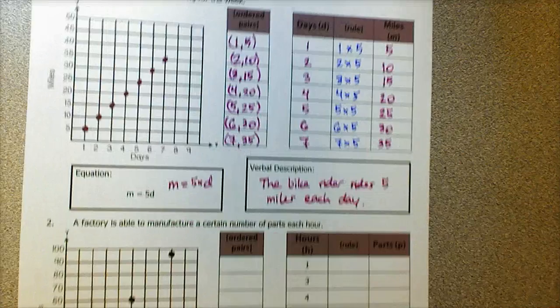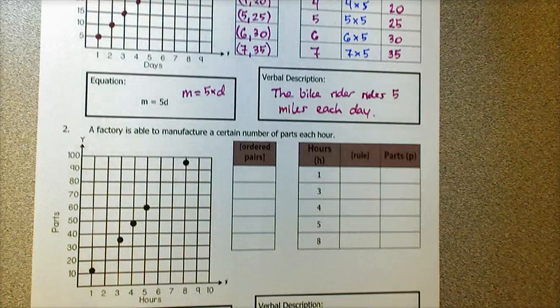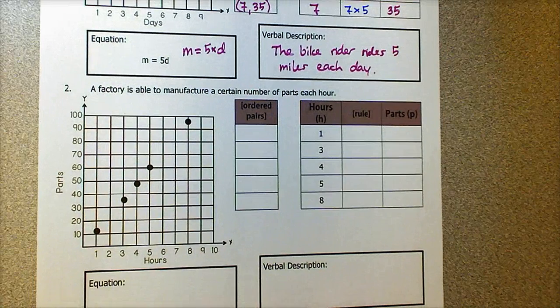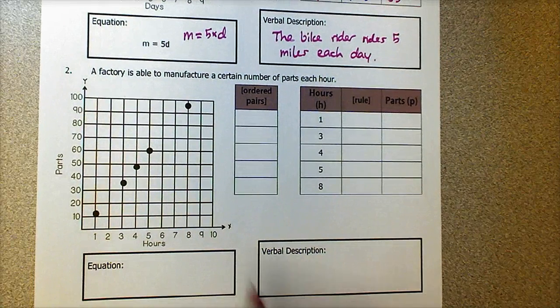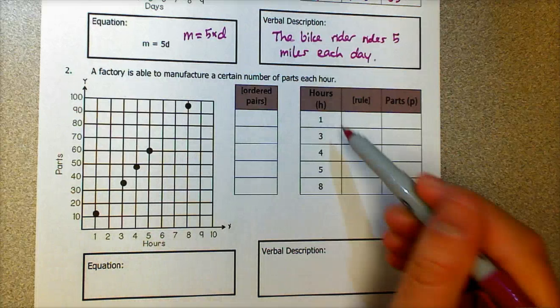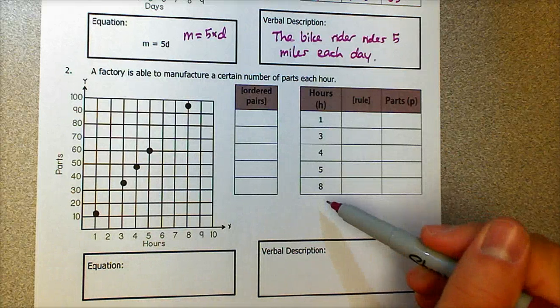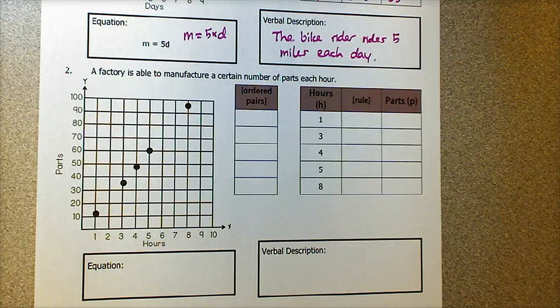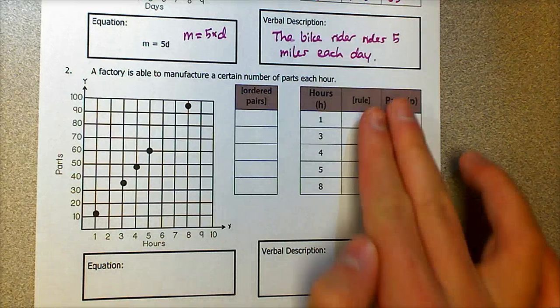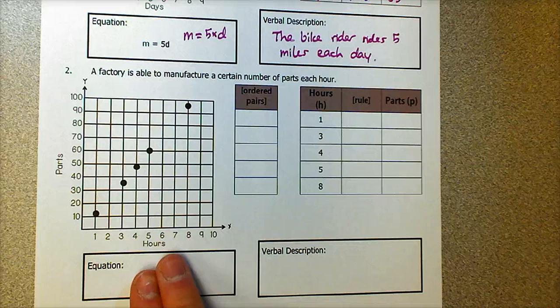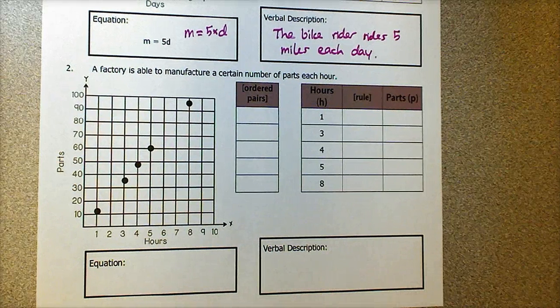Okay, for the last problem, it says a factory is able to manufacture a certain number of parts each hour. This time I've given you the graph and I've given you part of the ratio table. What I'd like you to do is pause the video and then try filling out the rest of your ratio table as well as your ordered pairs, your equation, and your verbal description. Once you have all that filled out, please click play to check your answer.